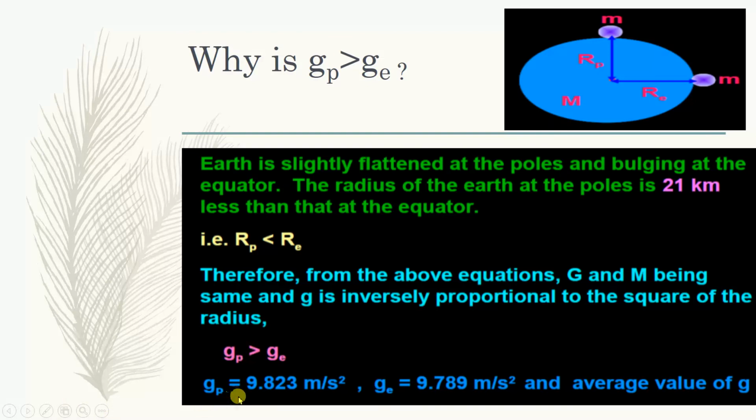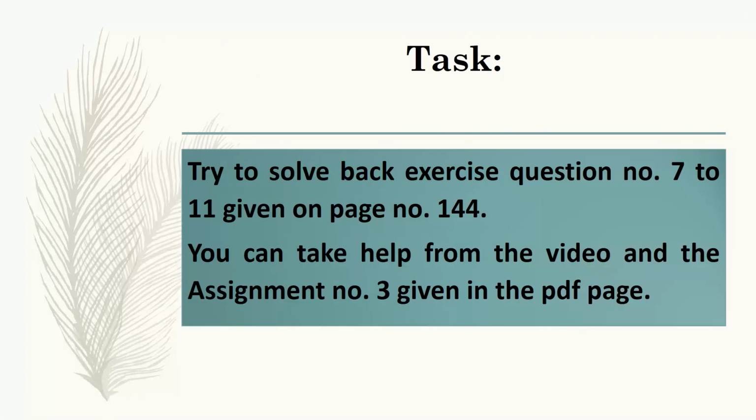So at the poles, the value of g is 9.823 meters per second square. At the equator, it is 9.789 meters per second square. So on average, we will take the value of g as 9.8 meters per second square. Okay, we will take 9.8. We will leave out the further terms. On average, we take this. So students, this was all for today.